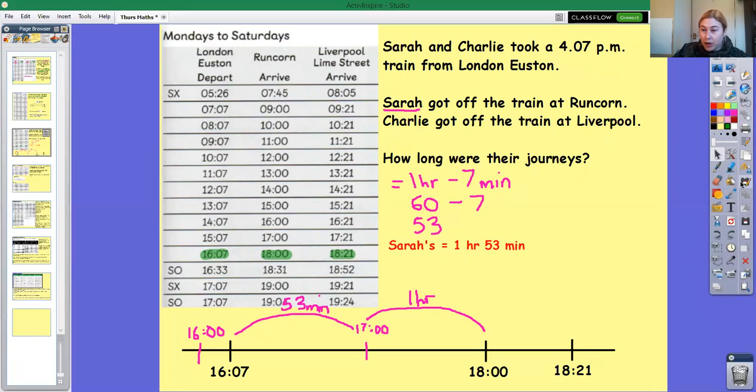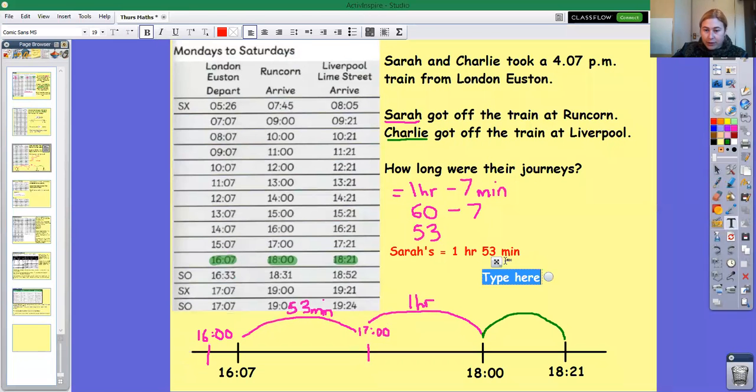So if I just think about Charlie's journey, I might just do my annotations in green so you can see the difference. So I know that Charlie also did a journey of 1 hour and 53 minutes, but he also stayed on the train until Liverpool. So I need to add an extra 21 minutes to our 53 minutes and 1 hour, okay?